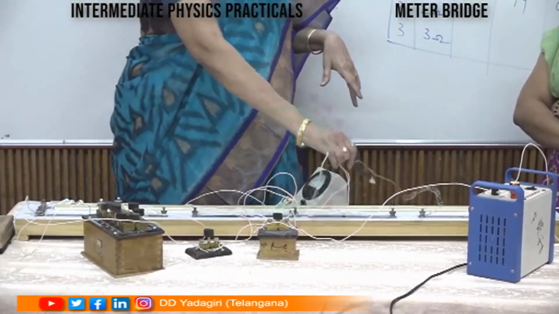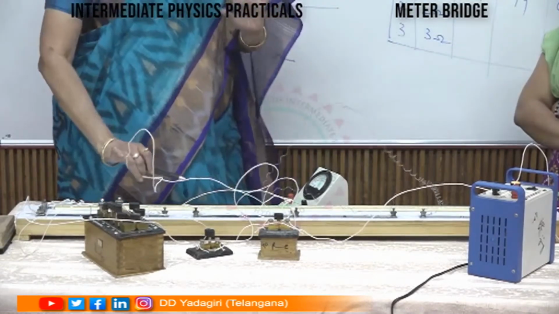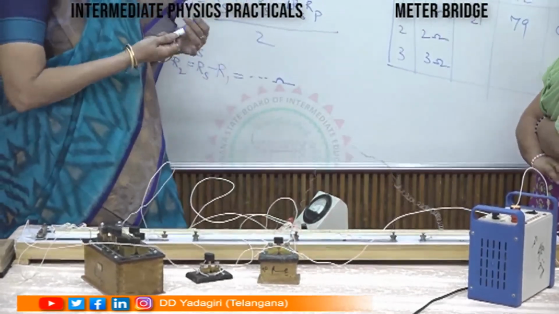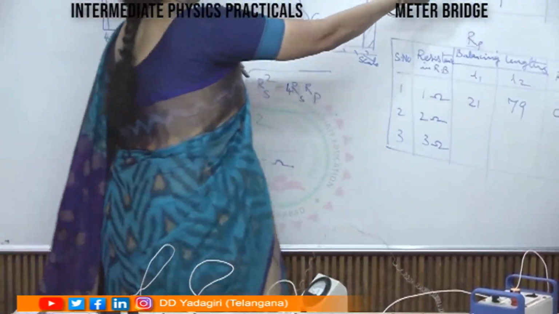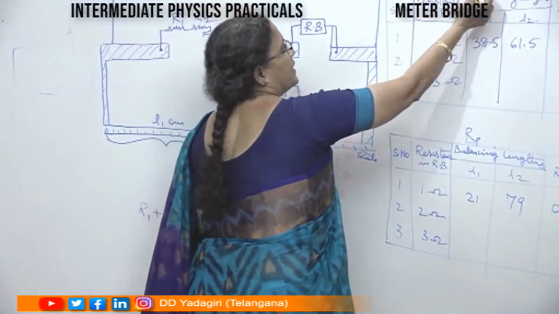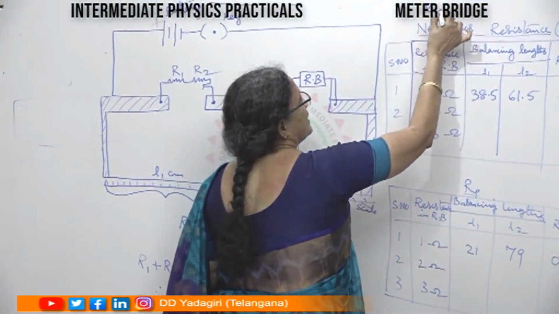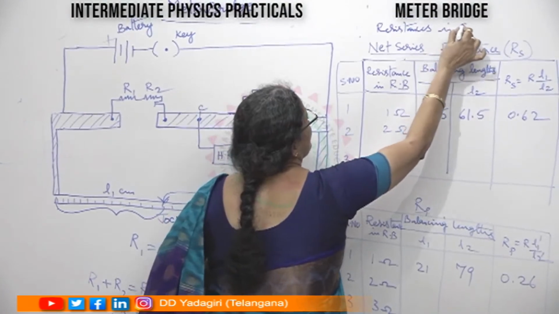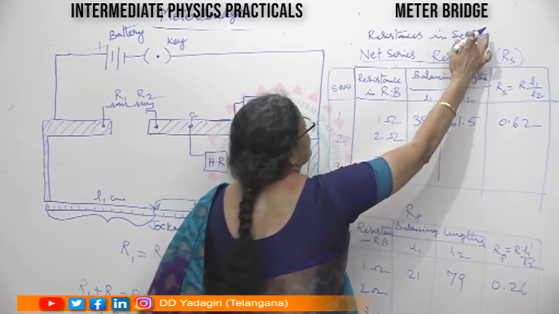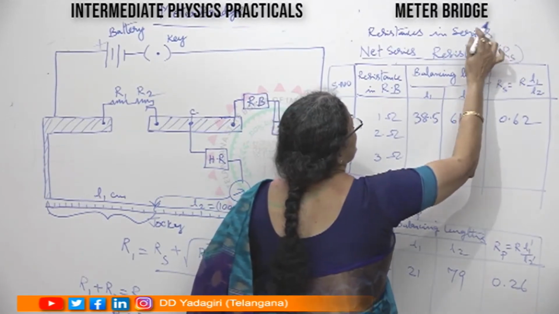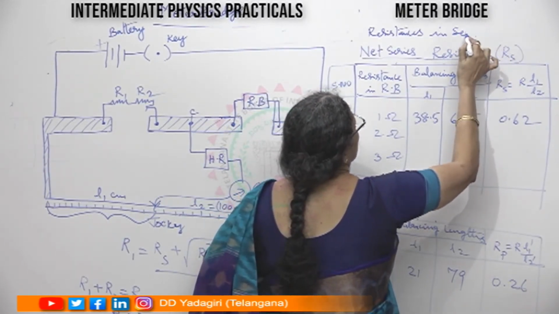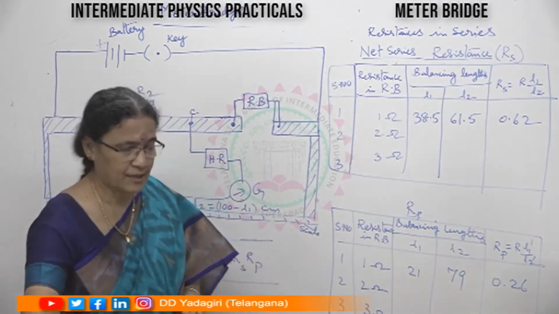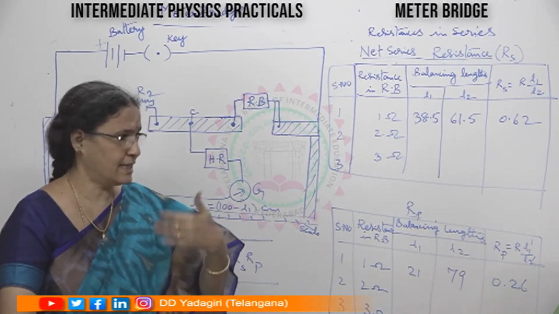So like that, just by pressing at various points where you are getting zero deflection, you note down that length is L1 centimeters, like you have taken earlier. That I have written here. What is this combination? This is called resistances or wires. In what combination? Resistances in series. So you take, first you have taken 1 ohm, then 2 ohms, then 3 ohms.